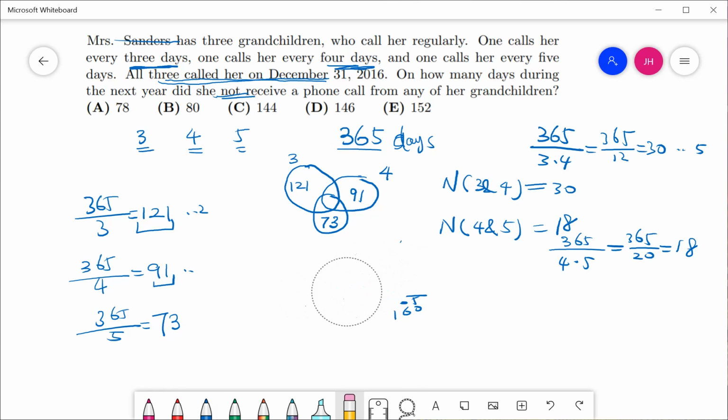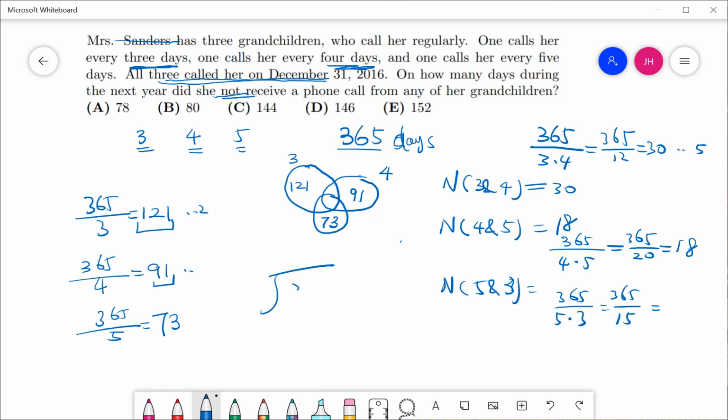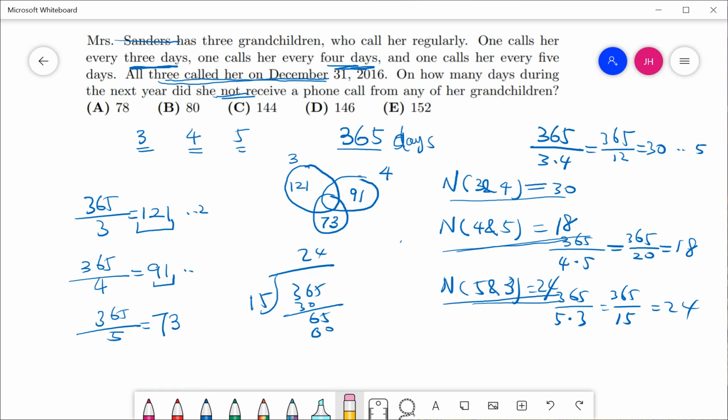So then let's calculate the last pair. So n(5 and 3) equals 365 divided by 5 times 3, which equals 365 divided by 15. Let's see, 365, 15. We put 2 here, 2 times 15, that's 30. And 65, that'll be 4, which is 60, with a remainder. So that's 24. So this is 24, and I put 24 here. All right? So those days are double counted because 2 children call her on the same day.